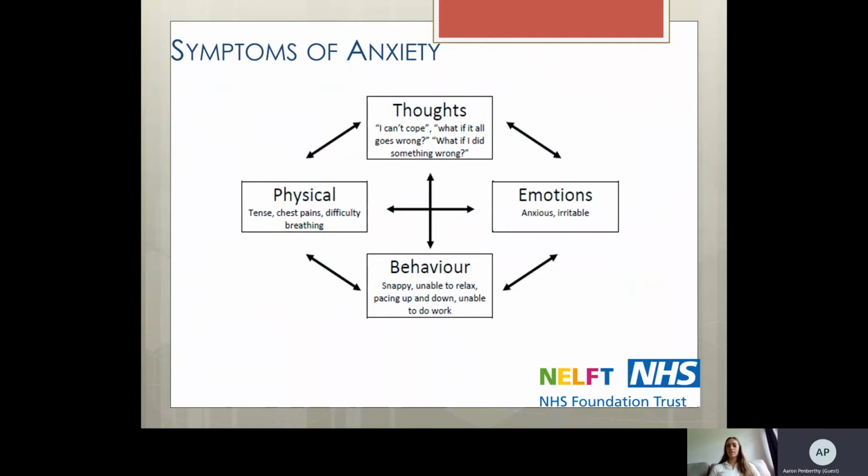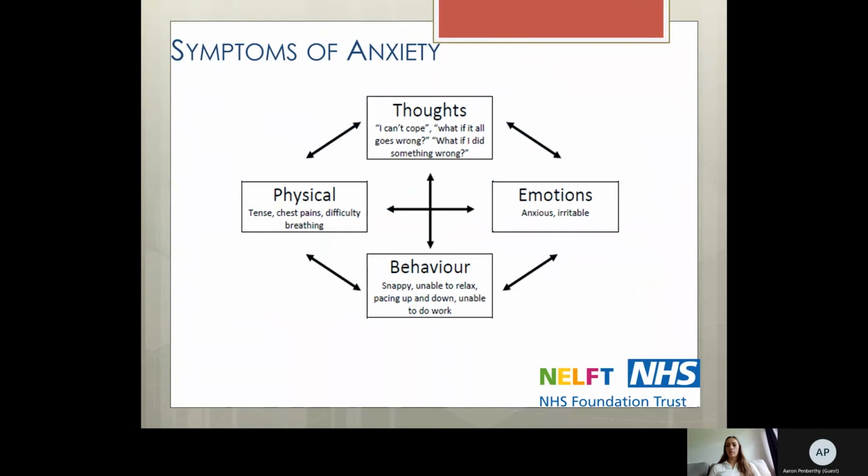Yeah, so this is symptoms of general anxiety, and how it can present itself physically and consciously in our thoughts. So this shows that sometimes we can get caught in a bit of a vicious cycle with anxious thoughts or worries, those physical feelings of anxiety, different behaviours when we're feeling anxious, and then the emotions that brings up.